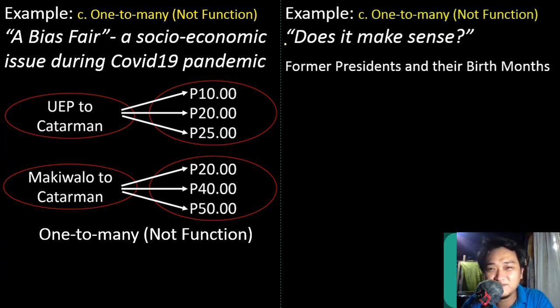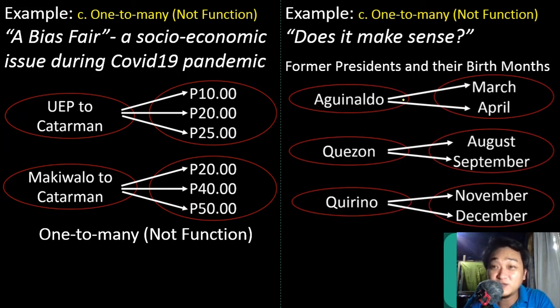Now, let us have another example. Let us have another good example of a one-to-many relation. And take note, one-to-many relation is not a function. Ang kinoconsider lang natin na function ay yung one-to-one correspondence at saka yung many-to-one correspondence. Okay, we have here former presidents and their birth months. Pwede ba yun? Pwede bang yung iisang presidente pinanganak sa 2 buwan? 2 uri ng month? Pwede ba yun?